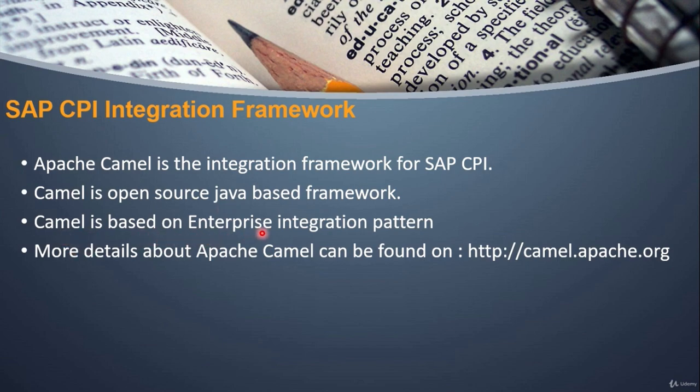Camel is based on enterprise integration patterns. So it is basically based on how to integrate various systems. How do you integrate various systems? How do you do the message mapping and all the transformations? That is very easily done in Apache Camel. So that Camel we have used in CPI. That is the main integration framework. More details about Apache Camel can be found on this particular website. Let's see this website once.